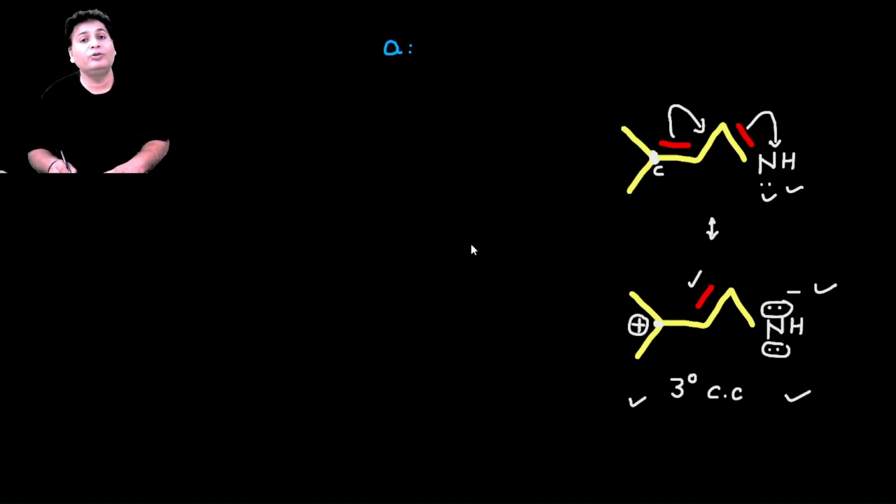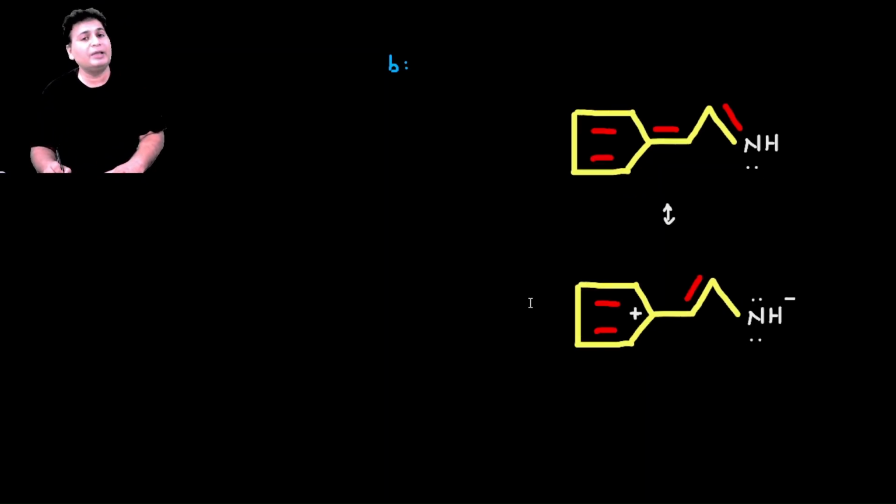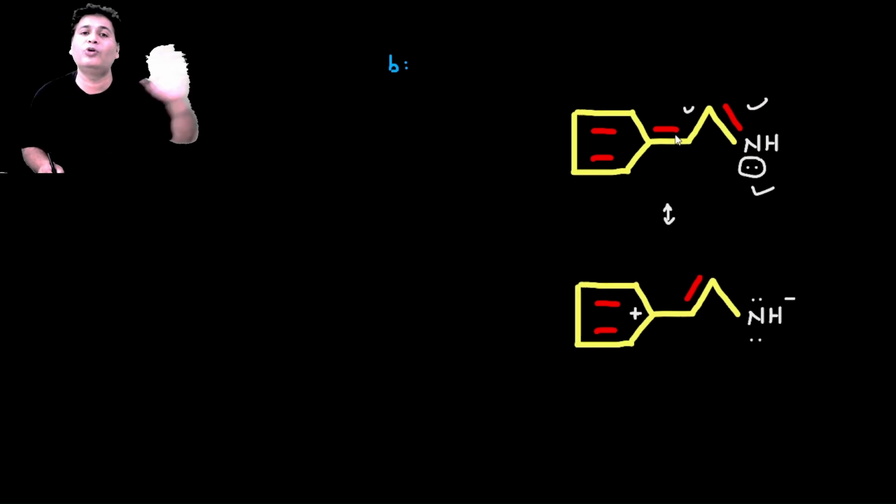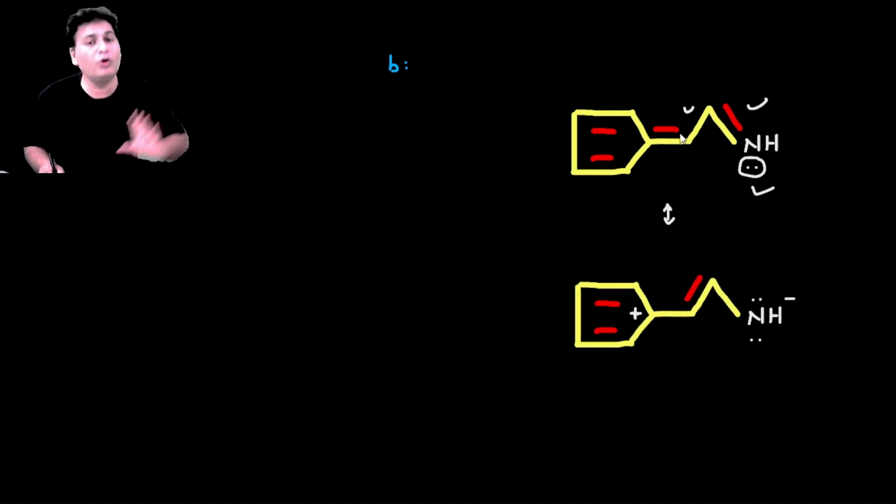Now coming on to case B. Once you see case B, you realize that the lone pair on nitrogen is again not in conjugation. How? Lone pair, double, single. This is not the situation where this lone pair is going to get delocalized and go away.